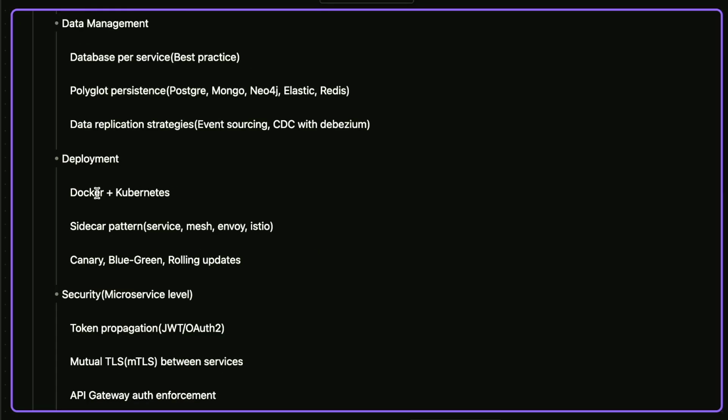Then we have deployment: how microservices are deployed in Kubernetes or Docker. What is the sidecar pattern, service mesh, Envoy or Istio? What is canary deployment? What is blue-green deployment? And what are rolling updates?